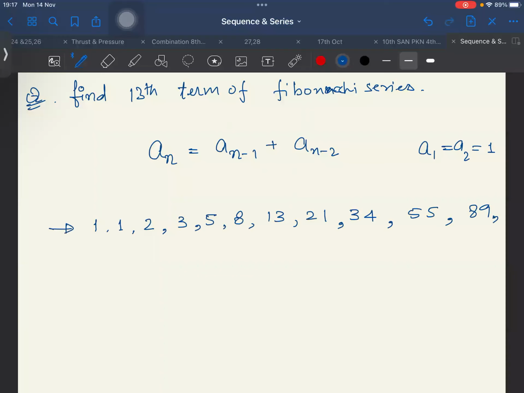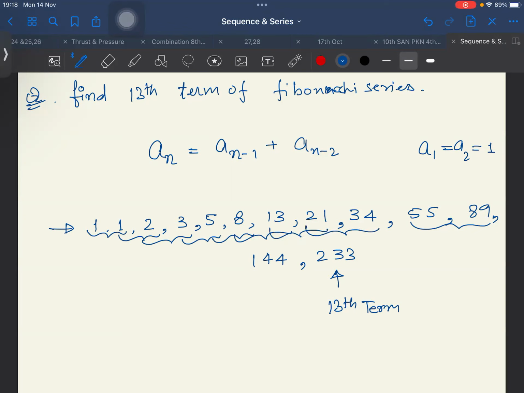144. Now add 89 and 144. How much will you get? 233. So this is your 13th term. Got it? That means you are just adding up the previous two terms. That's what we have been doing.